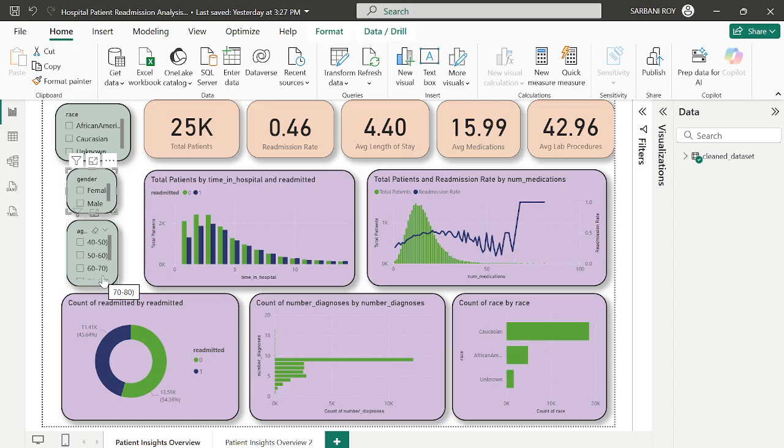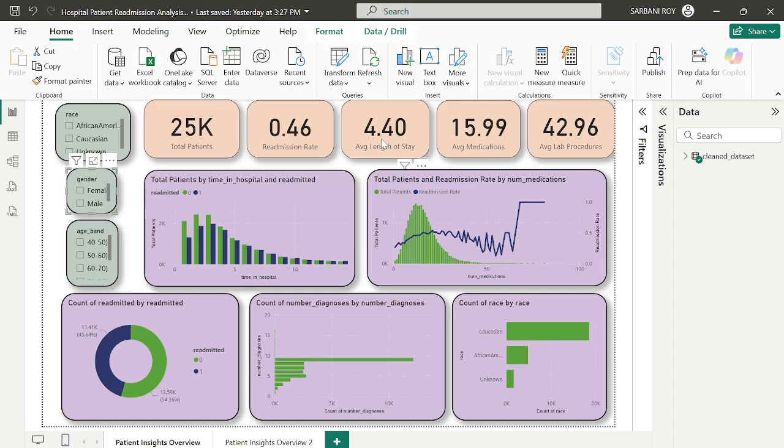Now, talking about the KPIs, that is key performance indicators. Total patients, that is 25,000. Our dataset consists of 25,000 patients, which is a good sample size for hospital analysis. Coming to the next KPI, that is readmission rate. It is 0.46. This means 46% of the patients were readmitted within the defined period, and this is a very high rate, indicating a potential gap in the follow up care or treatment efficacies.